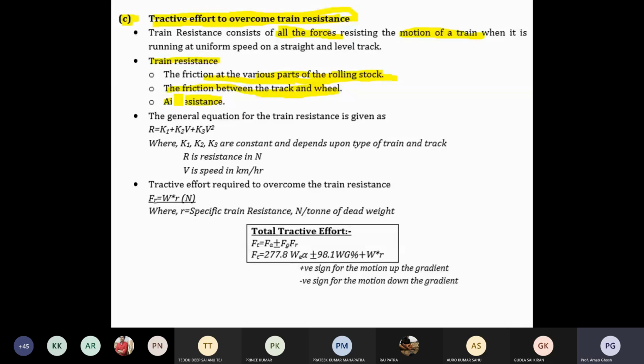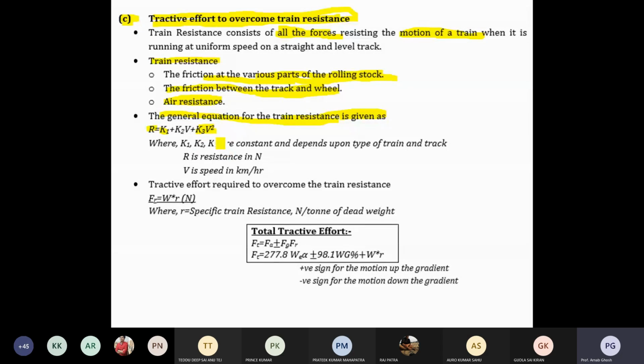Generally the equation of the train resistance can be written like this: R equal to K1 for the friction of the various parts of the rolling stock, due to the rolling, then K2 V for the friction between the track and the wheel, and for the air resistance, which is parabolic in nature, K3 V square.